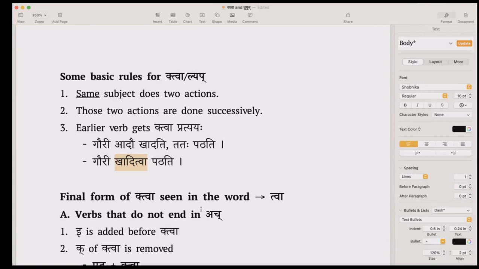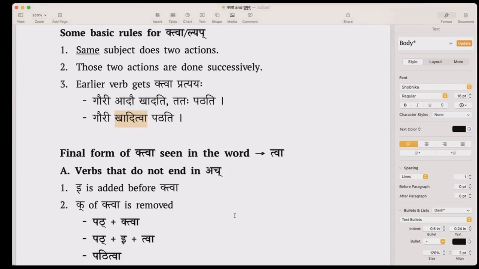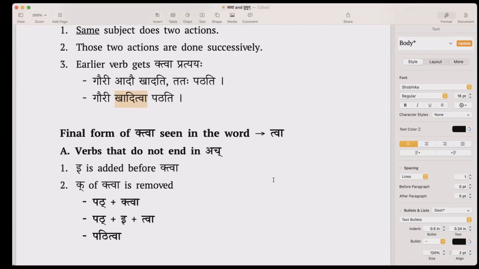There are exceptions to the verbs as usual. So some basic rules: when the verb does not end in an ach, if it does not end in a vowel. There are other rules also to it, but take this as the understanding at this level. So when verbs do not end in ach, then i is added before the tva pratyaya. What remains in ktva? Like in khaditva, you only see tva of this ktva. So the ka portion is removed and only tva remains in the final verb.